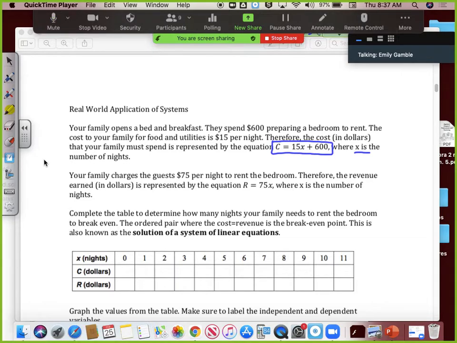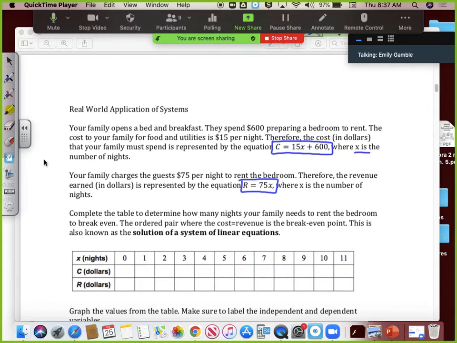Your family then charges $75 per night to rent the bedroom. Therefore, the revenue, the money that they earn in dollars, is represented by the equation R equals 75x, where x is again the number of nights. Complete the table below to determine how many nights your family must rent the bedroom to break even.